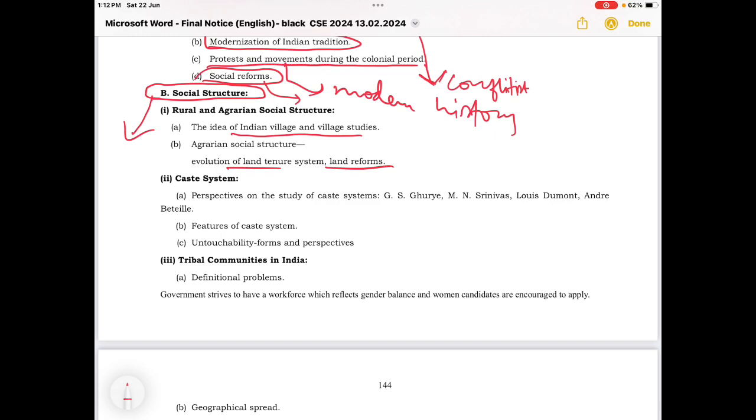But in the post-independence period, you have read about the land reforms. So how the land reforms changed the land systems, how the ceiling system and tenancy reforms came about. Here we will see the impact of those reforms. We will not deal with those facts which you have read in modern history, but that knowledge we will bring here.